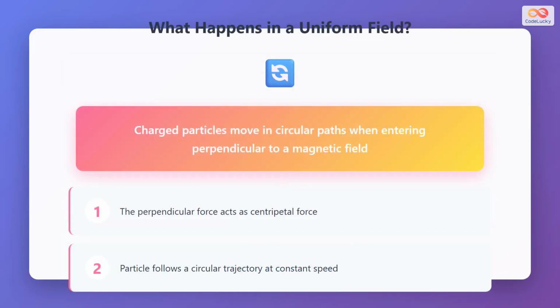When a charged particle enters a uniform magnetic field perpendicular to the field lines, something remarkable happens. The perpendicular magnetic force acts as a centripetal force, causing the particle to follow a circular path. The particle maintains constant speed while continuously changing direction, creating a perfect circular trajectory. This principle is used in many applications, from particle accelerators to mass spectrometers.